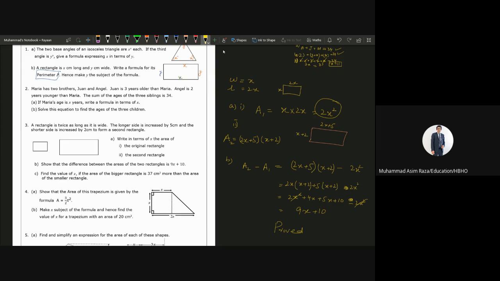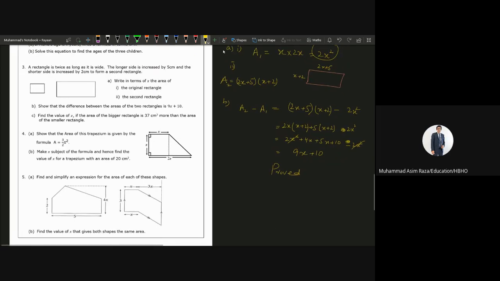Yes, sir. Then in part C, he says find the value of x if the area of the bigger rectangle is 37 square centimeters more than the area of the smaller rectangle. So it means that this difference of area is 37. You understand part C? Yes, sir. You need to understand that statement. So in part C, he says that A2 minus A1 is basically 37.